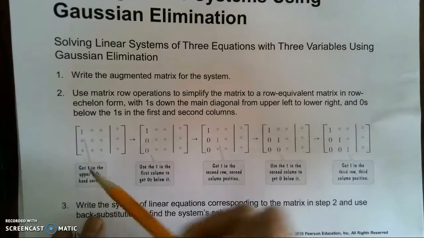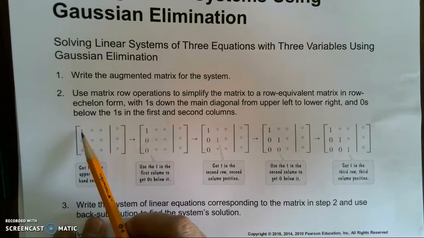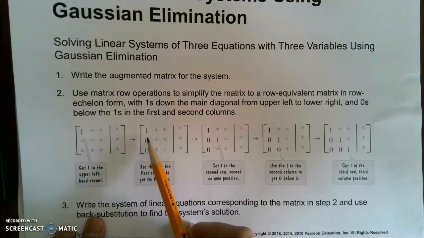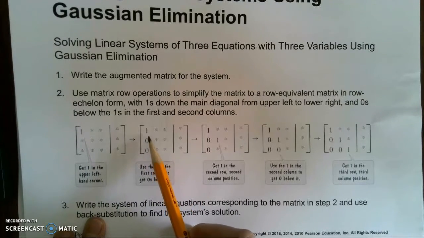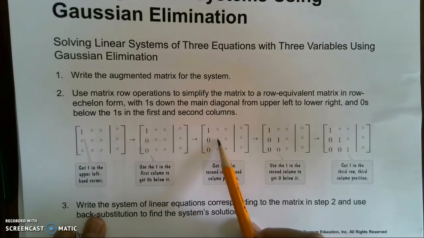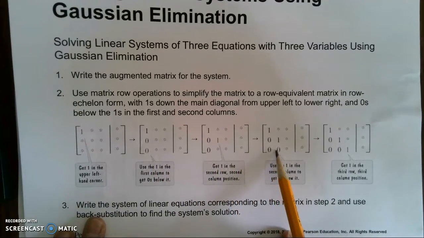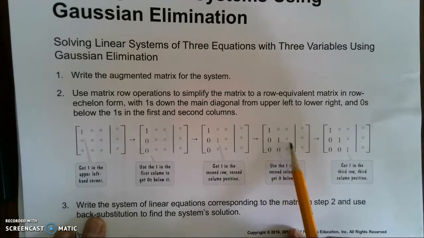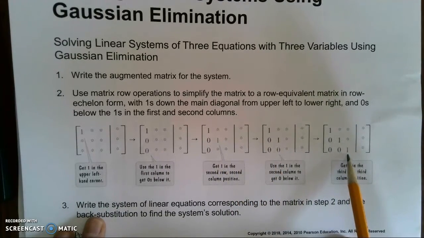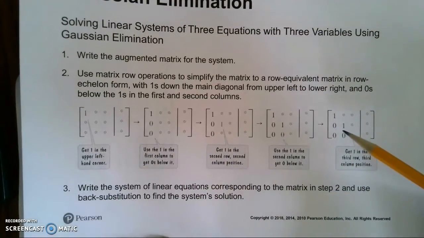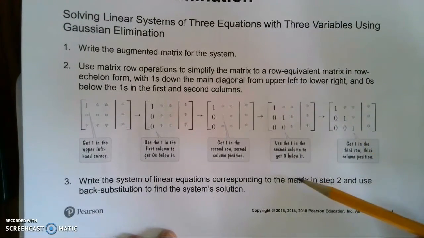So how we do that is we try to get 1 right here, and then we try to get 0s below it by multiplying this row times the opposite of whatever coefficients we have. And then we try to get a 1 right here, and that's usually by dividing this row by something or switching rows. And then we try to get a 0 here by multiplying this row by the opposite of whatever is right here. And then finally we want to get a 1 right here.